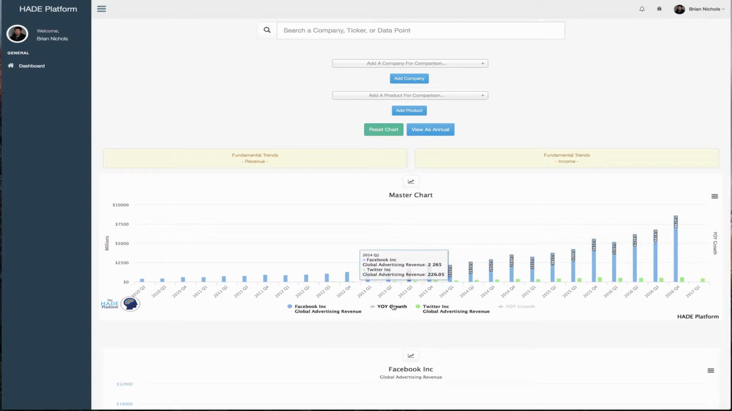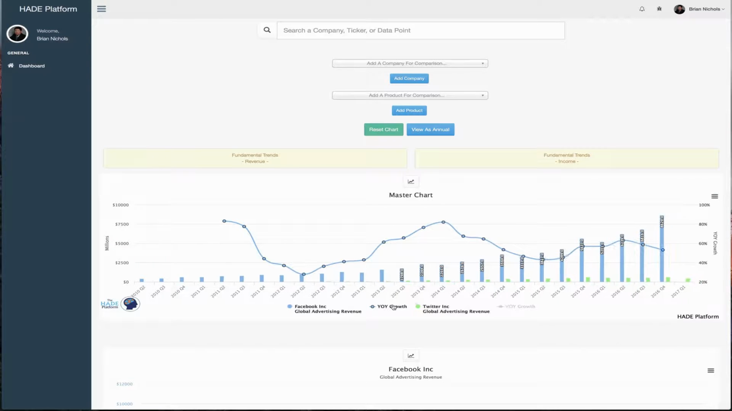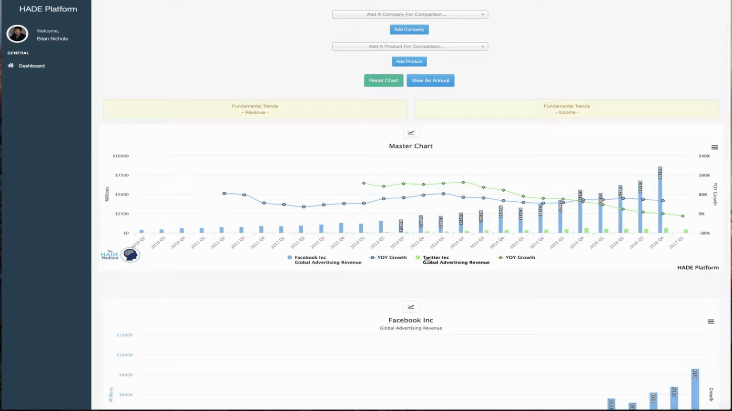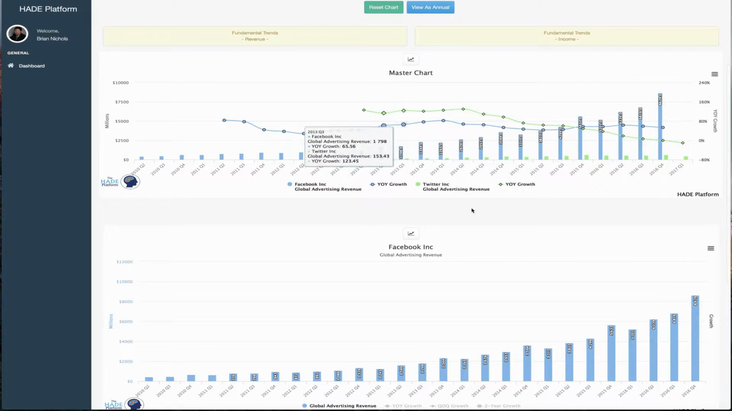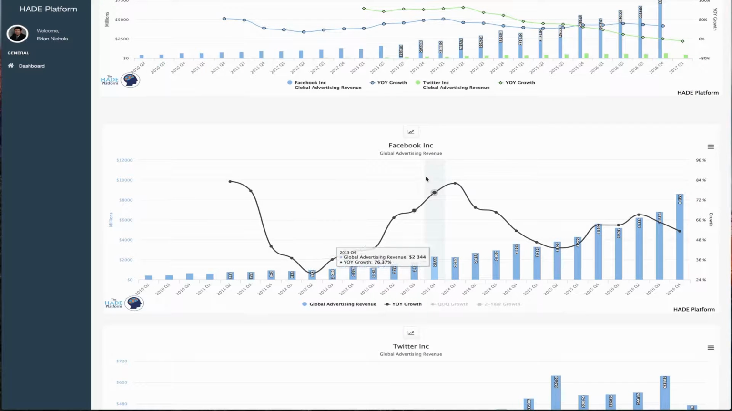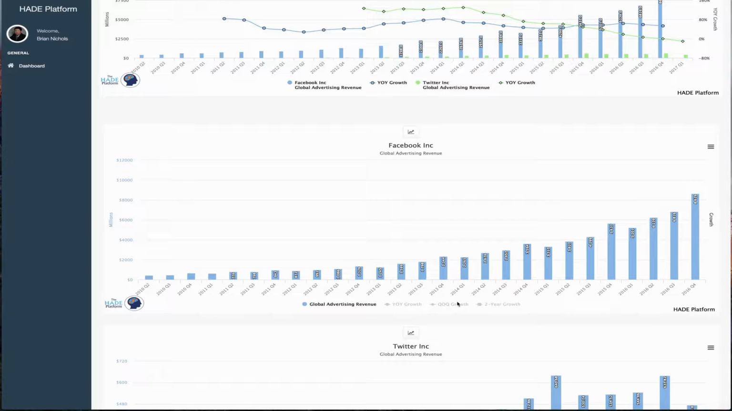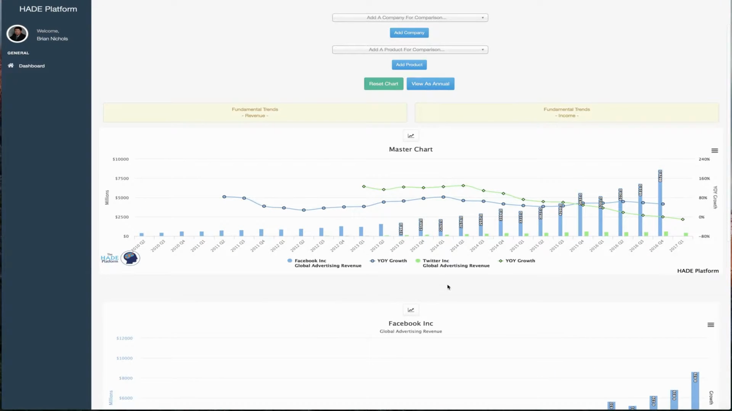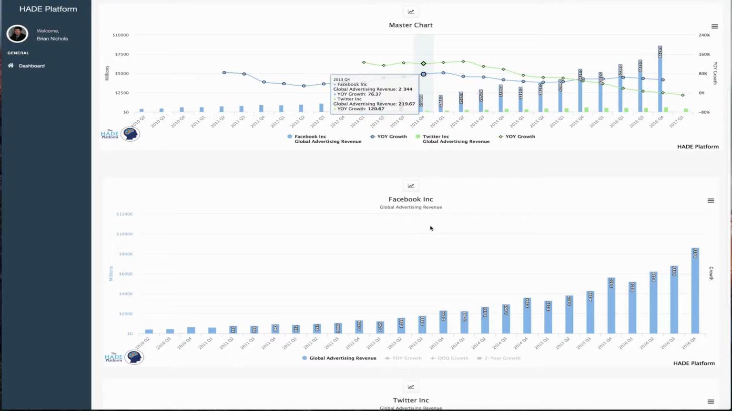And from here, you can add in different functions, such as year-over-year growth, to identify different trend lines and see how each company in the same segment is performing. Below this master chart, you will find single charts of the individual data points selected. Here you can chart year-over-year growth of Facebook's global advertising revenue, quarter-over-quarter growth, or 2-year growth. Same for Twitter global advertising revenue, because those were the two we selected in the master chart.